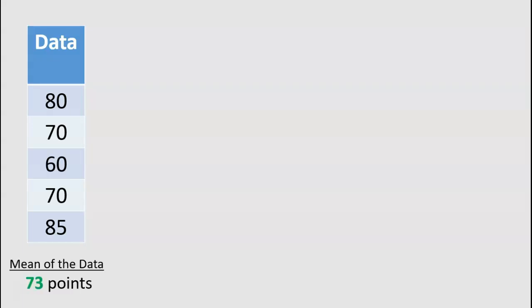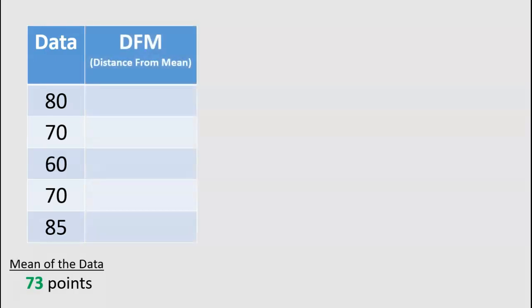Now, remembering again what the standard deviation means, that in some sense it is the average distance from the mean, we are going to put a second column on this table, and this column will give us the distance from the mean of each of the 5 data points. Let's look at the first one, for example. It's a score of 80. Now, our mean score was 73, so 80 is 7 points above the mean.